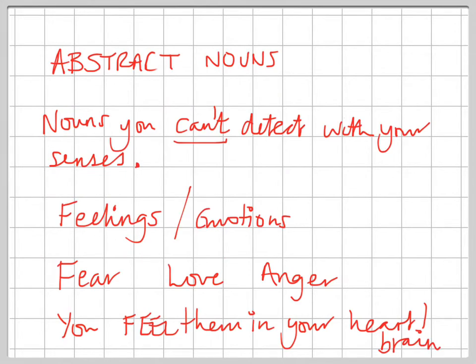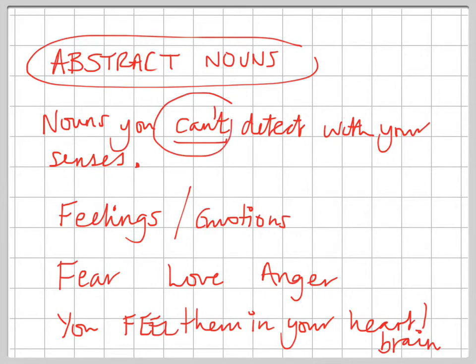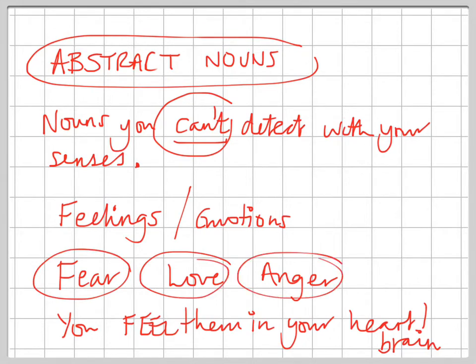We then move on to abstract nouns. Now these cannot be detected with your senses. So they're generally feelings and emotions. We have fear, we have love, we have anger. You can't hear, taste, touch, smell, or what's the other one? See, that's right. Feelings and emotions, but you can definitely feel them in your heart and in your brain. So that's another type of noun.